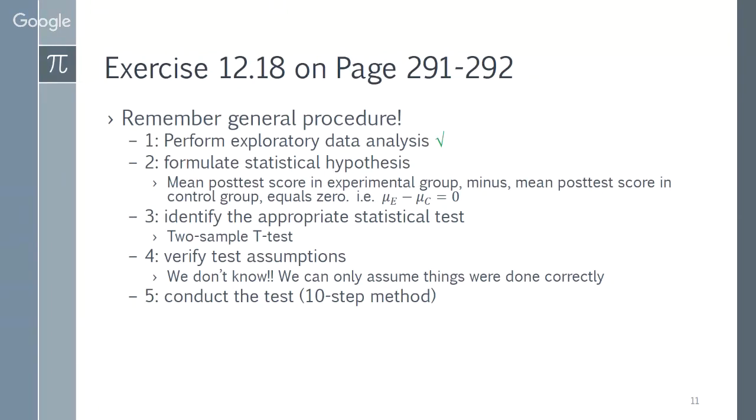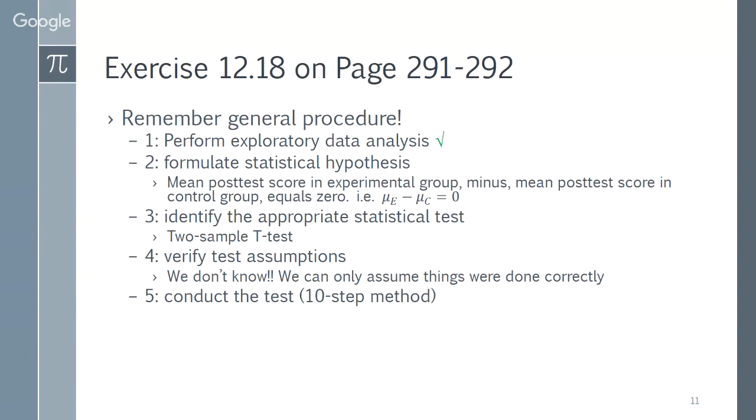So the null hypothesis is that there was no effect that this treatment had. The alternate hypothesis was that there was some effect, that the difference in means is unequal to 0. In that case, the appropriate statistical test is our two-sample t-test, which is great. That's exactly what we wanted to practice. And then the next step is to verify the test assumptions.